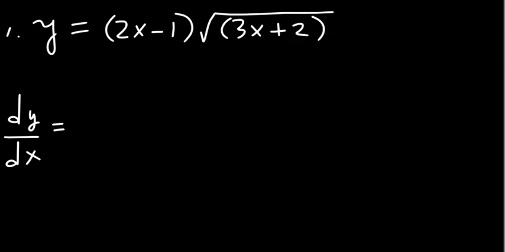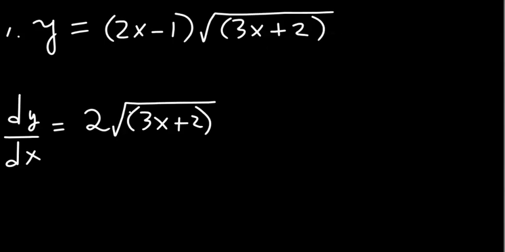So let's differentiate the first function, which is 2x minus 1. The result is quite simply 2. When you differentiate 2x, you get 2. When you differentiate 1, or minus 1, you get 0. Now let's multiply that with the second function, which is the square root of 3x plus 2. Now we do the opposite. Plus, we shall differentiate the second function.